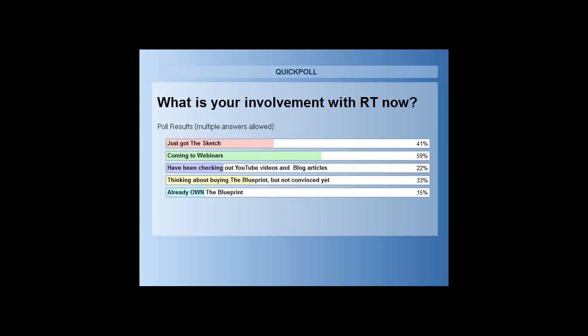We've got 41 got the sketch. That's good. I'd like to see 100% having the sketch. If you go to radioactivetrading.com and read through that first page and then subscribe to our emailing list, you should get the sketch for free. So if you haven't got that, it is free, so definitely go and do that. 15% already on the blueprint. That's marvelous. And yet they're still here, right? Still here to maybe review the basics. So that's kind of cool.